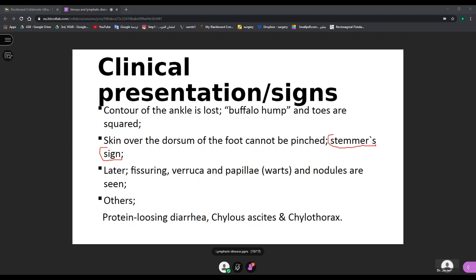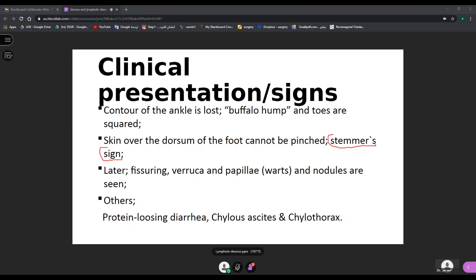Now, when the disease is confined to the lower limb, it will give rise to these things like buffalo hump, squaring of the foot, Stemmer sign, and fissuring. Sometimes the disease might extend proximally into the trunk and the chest, resulting in obstruction of the major lymphatics, the big lymphatics, which lie in the abdomen and in the trunk. So if obstruction of lymphatics occurs at the level of the abdomen, this will result in chylous ascites.